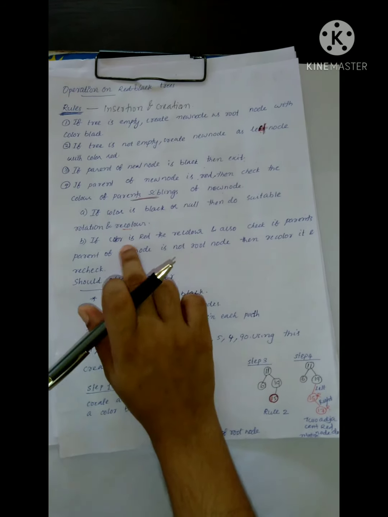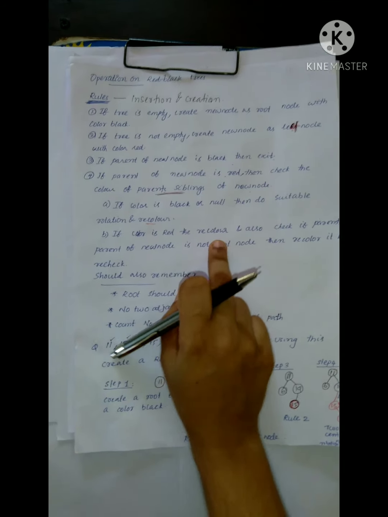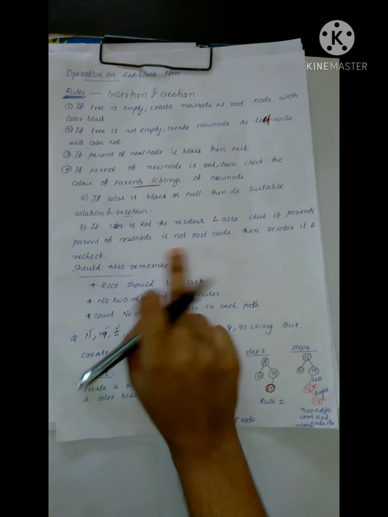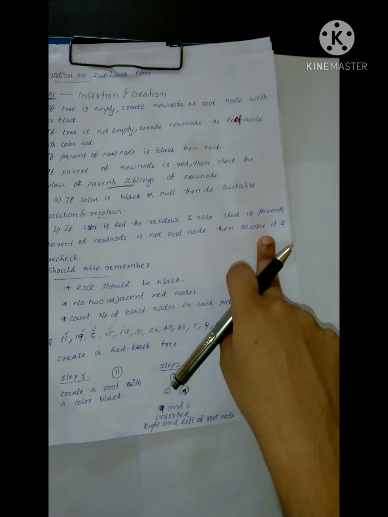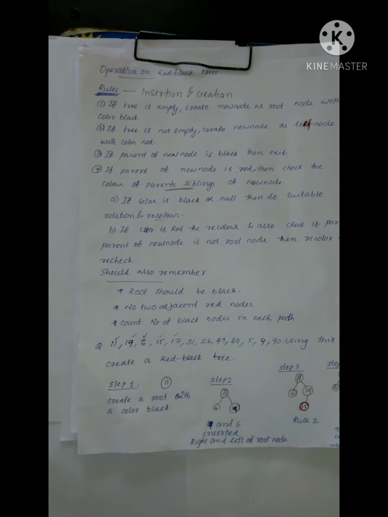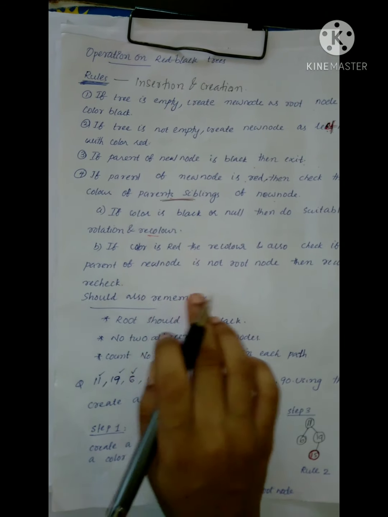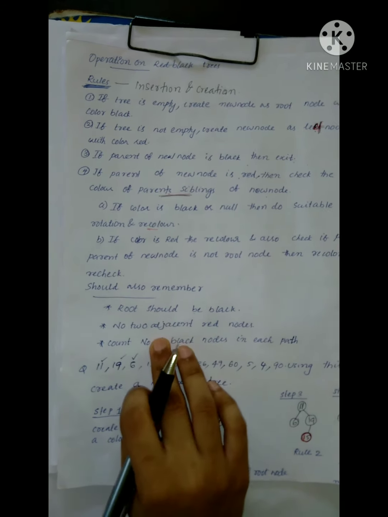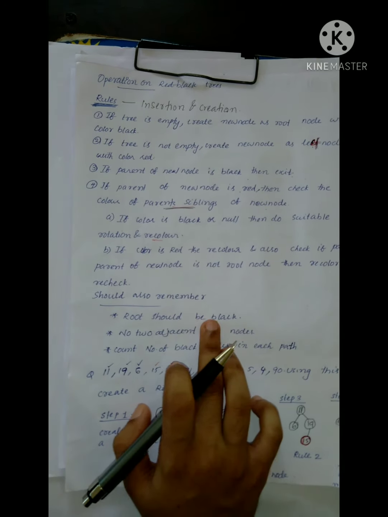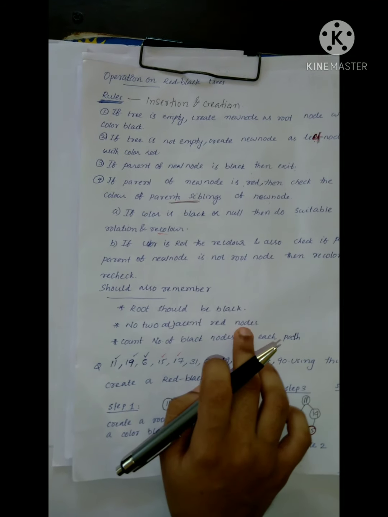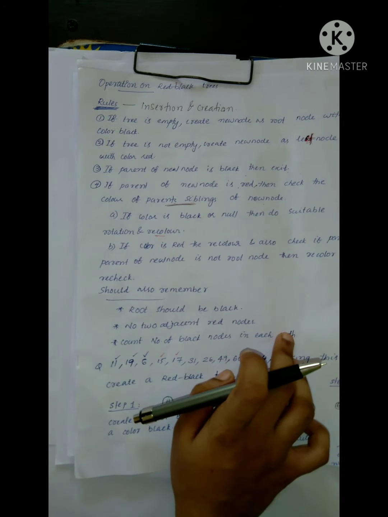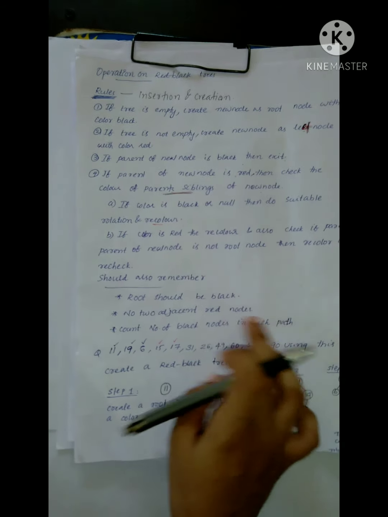Okay, if the color of the sibling is red, then recolor, and also check if the parent of the new node is not the root node, then recolor it also and recheck. These are the main rules. You should also remember these three properties when we are dealing with insertion or creation: the root should be black, there should be no two adjacent red nodes, and count the number of black nodes in each path. The number of black nodes should be equal. So these are the main rules.